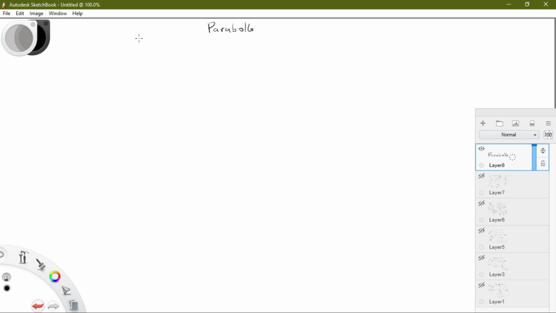Okay. Now this is a parabola. A parabola looks something like this. Let me draw an axis. Now how do we work out a parabola?